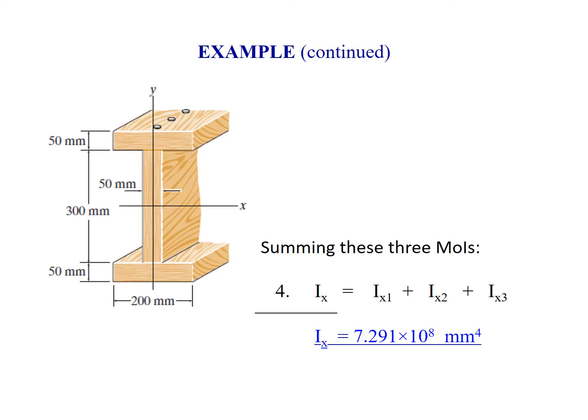Continuing this example, we now just need to sum the three answers that we got, the contribution from the upper plate, the middle plate, and the lower plate together, to get the composite moment of inertia, 7.291 times 10 to the 8th millimeters to the fourth.